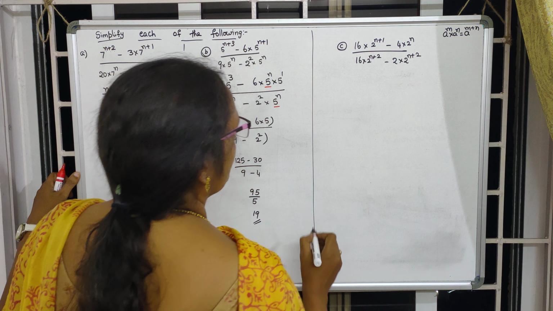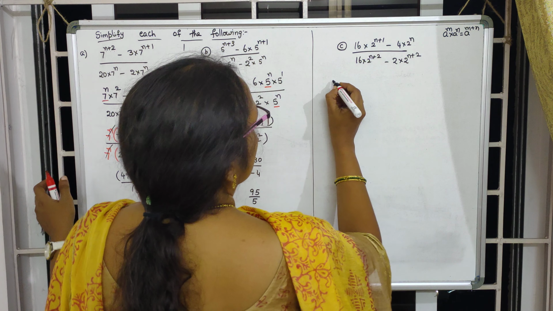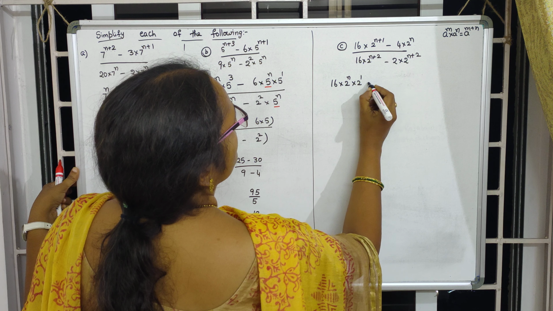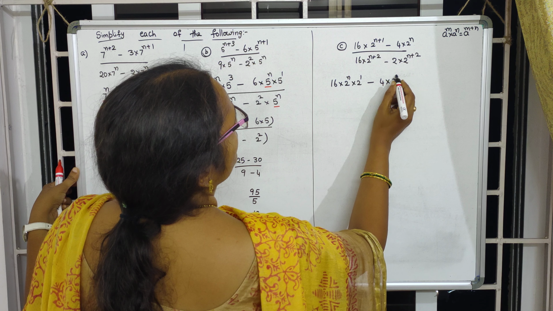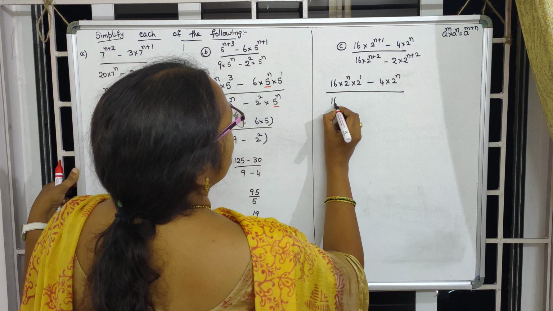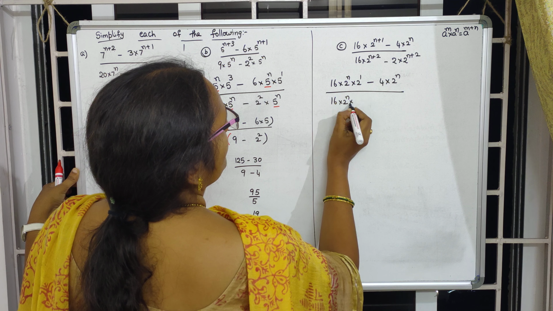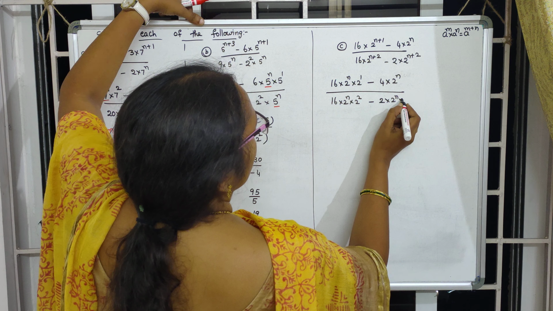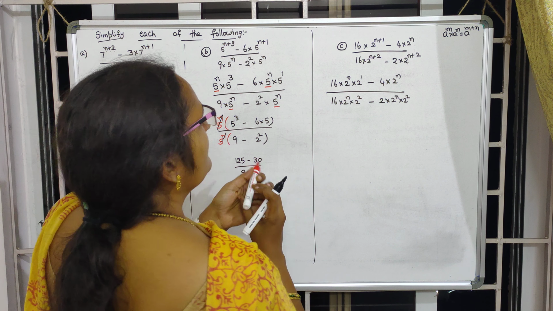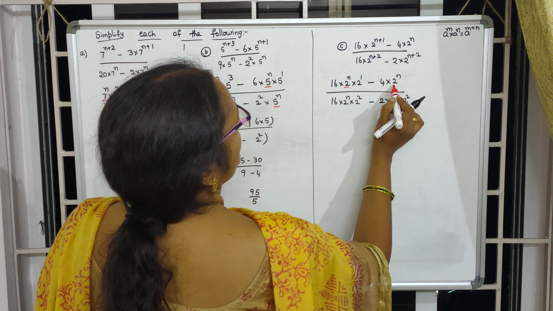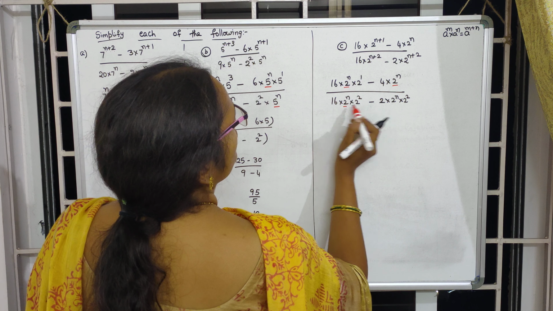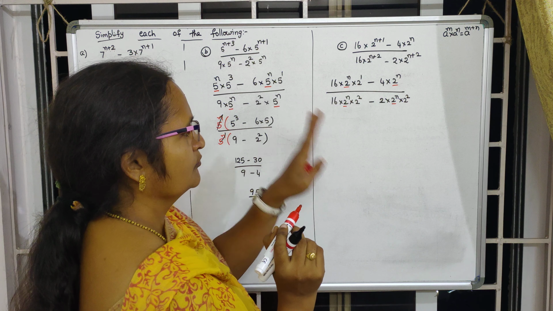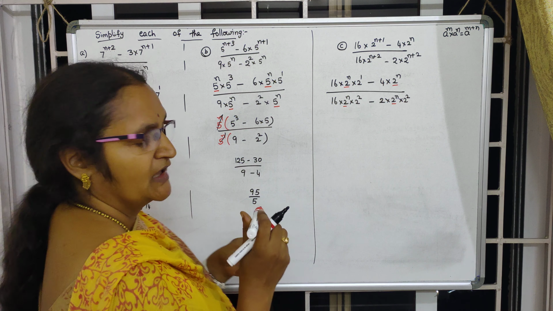Same model. Here you check this one: 16 times 2 to the power n times 2 to the power 1 minus 4 times 2 to the power n, upon 16 times 2 to the power n times 2 square minus 2 times 2 to the power n times 2 square. Here I can take out the common 2 to the power n, and here also 2 to the power n. Even though I can take out 2 square and 2 square also, I am taking only 2 to the power n to get it cancelled out.